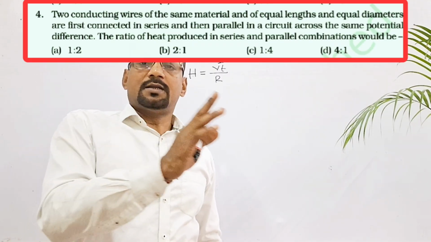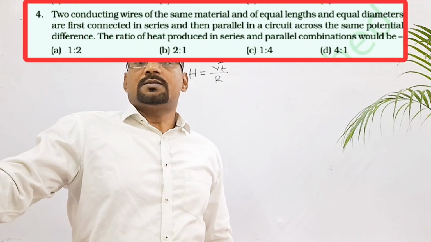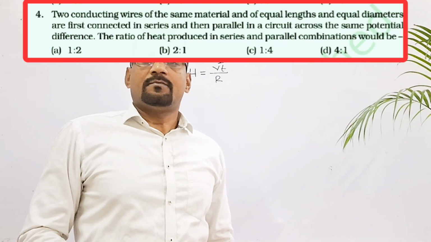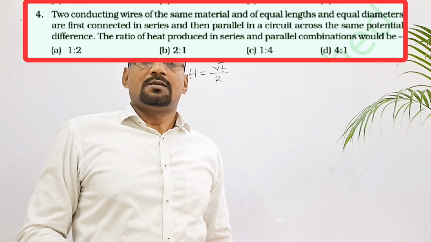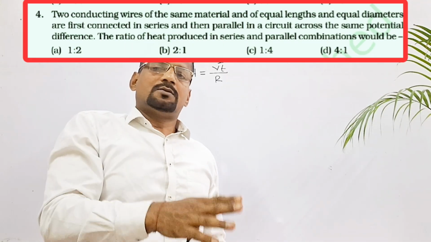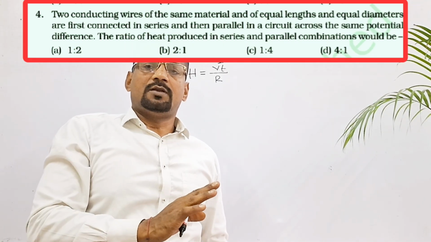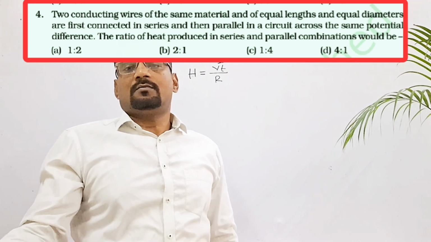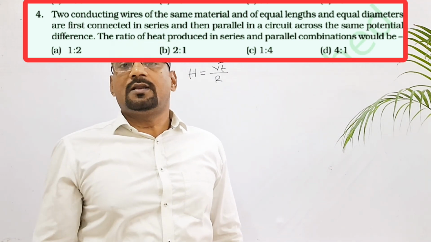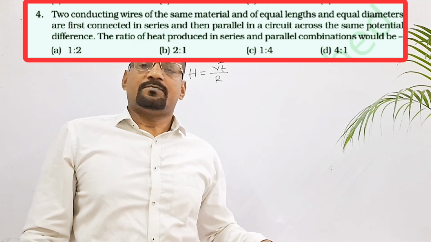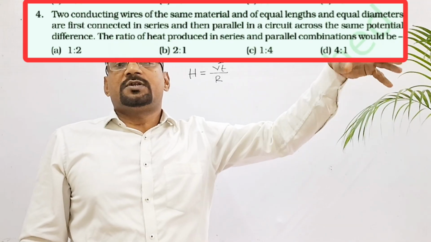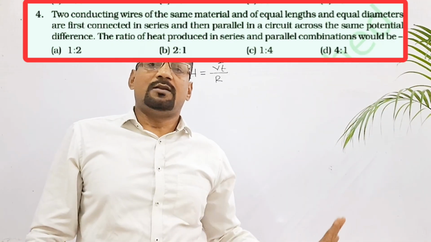The wire once connected in series and a second time it is connected in parallel across the same potential difference. Now the thing is, when you connect in series, then whatever amount of heat is produced, divided by the heat produced when they are connected in parallel, you have to find out. So the ratio of heat produced in series to the heat produced in parallel, you have to find out.